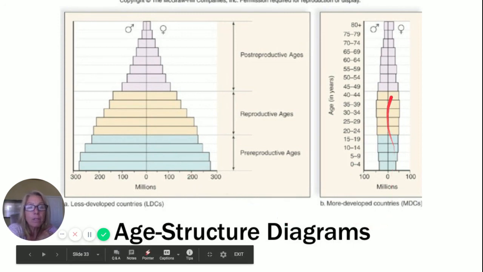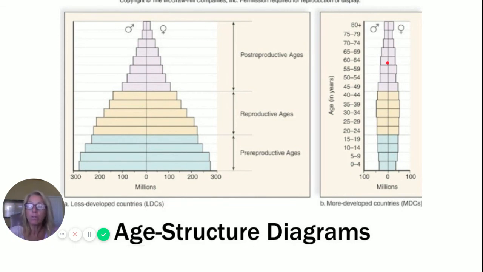Now, in more developed countries, remember, we're hovering at that carrying capacity, closer to zero population growth. You can see it is a little bit more stable. The number entering the reproductive age is about the same every single year, so it helps to stabilize population growth. So when you look at your age structure diagrams, there are 3 groups: pre-reproductive, reproductive, and post-reproductive. That is women entering reproductive years versus leaving the reproductive years.